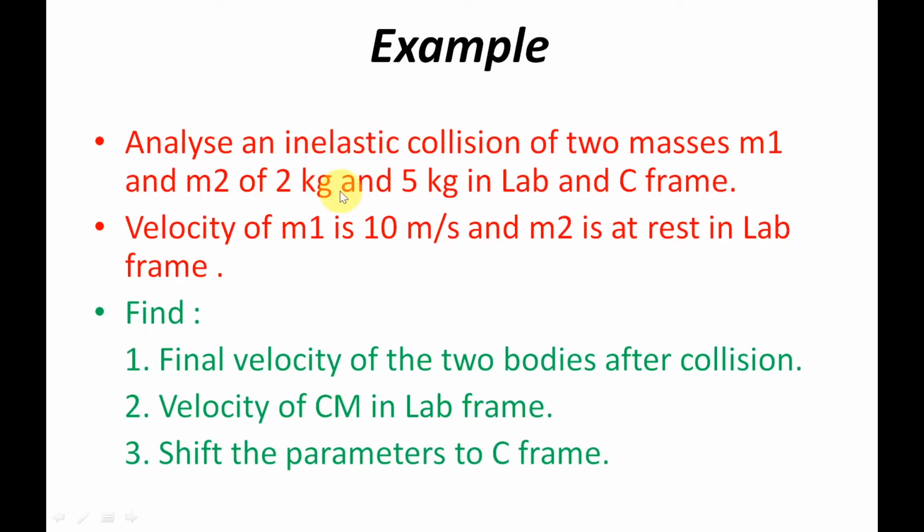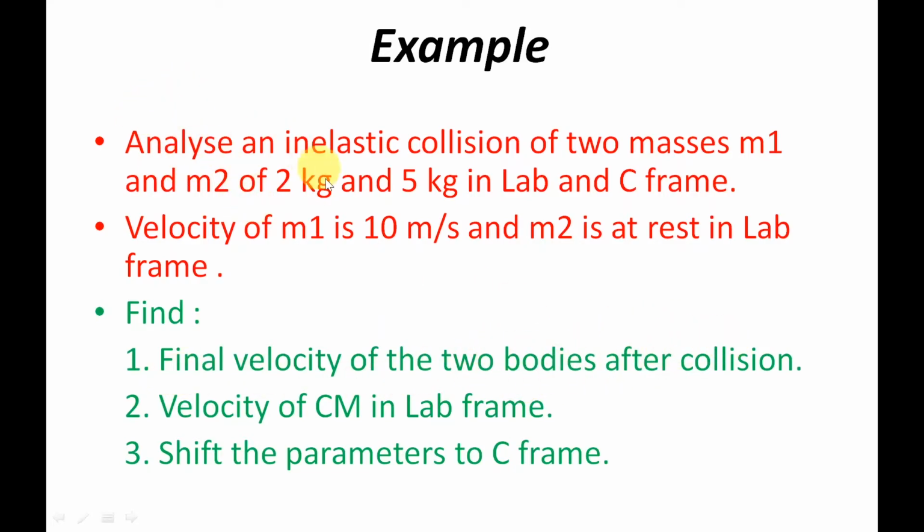So here what is provided in the question is that the velocity of mass m1 is 10 meters per second and mass m2 is at rest in the laboratory frame. We are given the parameters of the velocities in the laboratory frame of reference. Now what we have to find is the final velocity of the two bodies after collision.